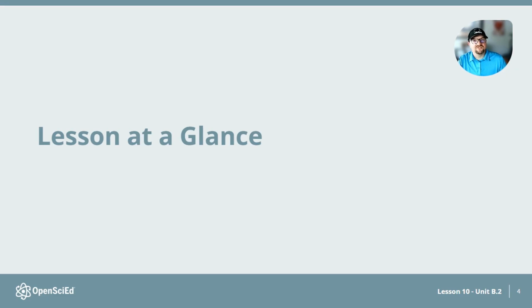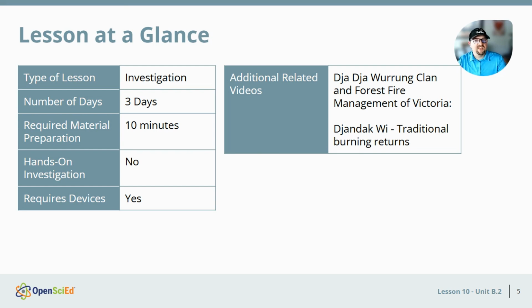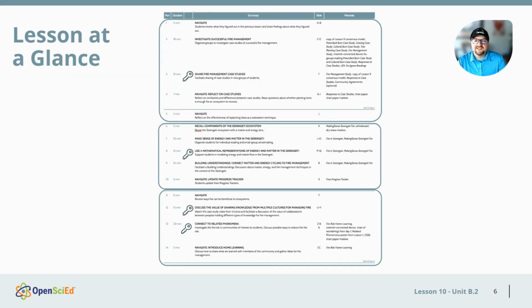Let's look at how the lesson is structured overall, which is an investigation lesson that takes roughly 3 days. There is only about 10 minutes of prep time, and while it does not involve a hands-on lab investigation, it does require devices so students can view videos and interact with the Wildfire Risk Tool. We also have access to some related videos, specifically the Jean Dacqui cultural burning video and some prescribed burn drone footage. Lesson 10 is made up of 3 sense-making loops, which we will explore in greater detail right now.